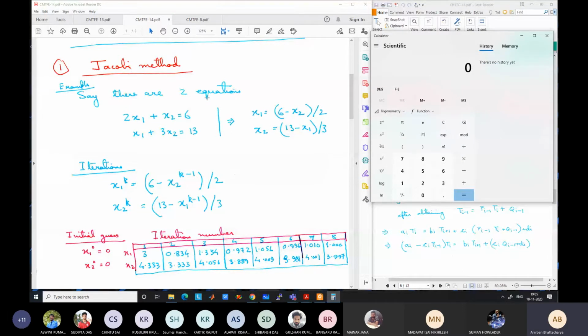So there are two equations only. After discretization, you have found two equations. One is of the form 2x1 plus x2 equal to 6. The second equation is of the form x1 plus 3x2 equal to 13.